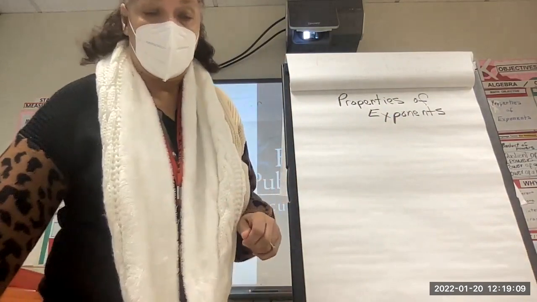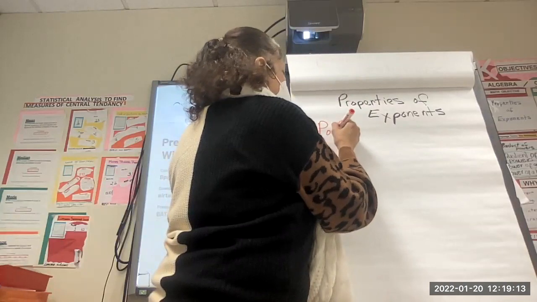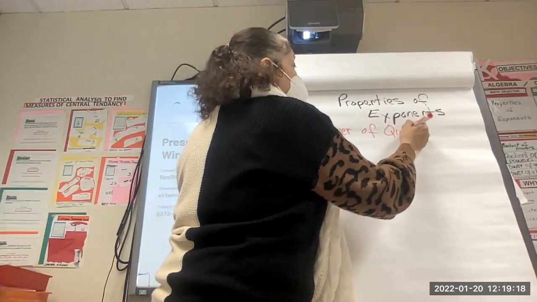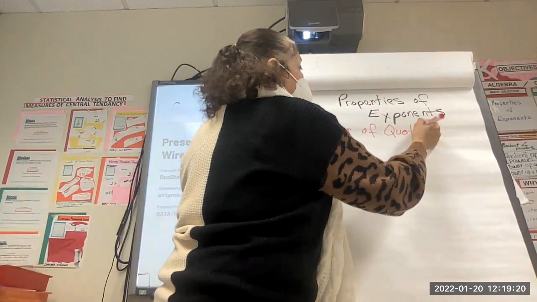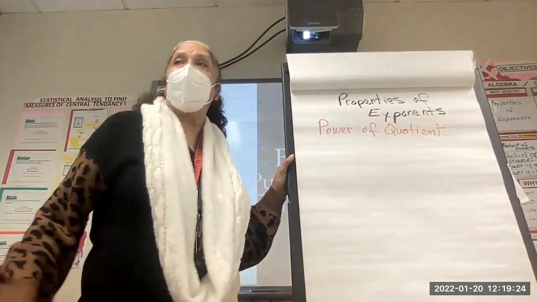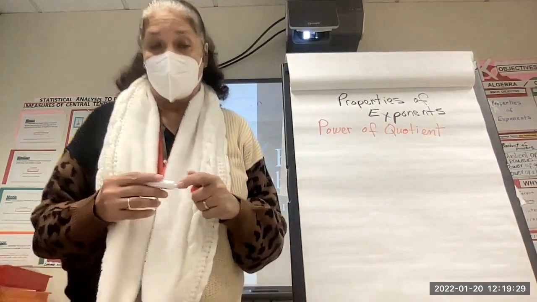So the particular exponents we're talking about today are numbers that are part of a division problem. So we'll call that power of a quotient. Now, I didn't hear the word division. However, the word quotient is simply the answer in a division problem. So when you see a fraction, you're really seeing a division problem.